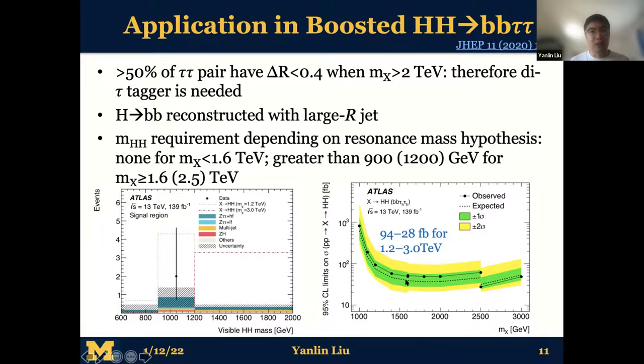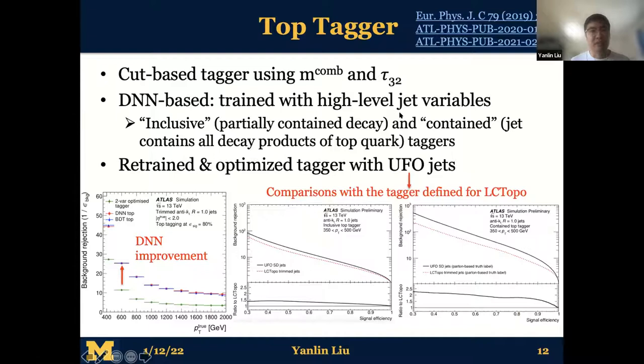Okay, now I want to talk about the top tagger. So first we have the cut-based tagger using jet mass and the tau32 variable. Then we also have the DNN-based tagger, which is trained with high-level jet variables. The plot on the bottom left shows you the improvement in terms of the background rejection.